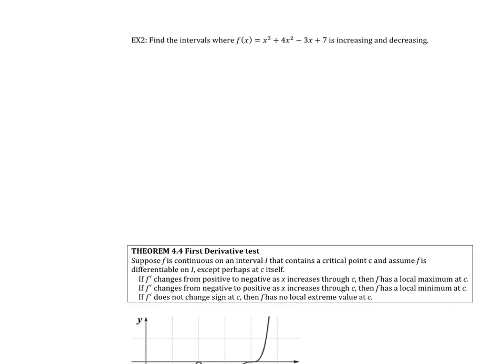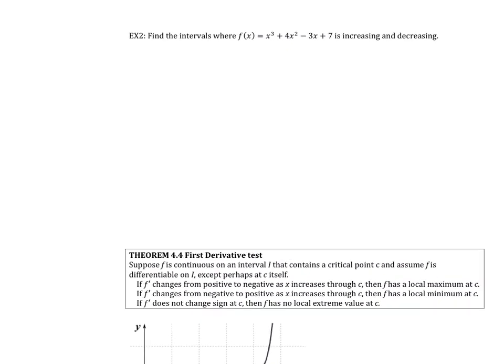So let's say we don't have a graph to look at. But we could still use that theorem, because that theorem says figure out where the derivative is negative and positive, and that will tell you increasing or decreasing. So the first thing I want to do is compute the derivative. So if I compute the derivative of this function, it's going to be 3x squared plus 8x minus 3.